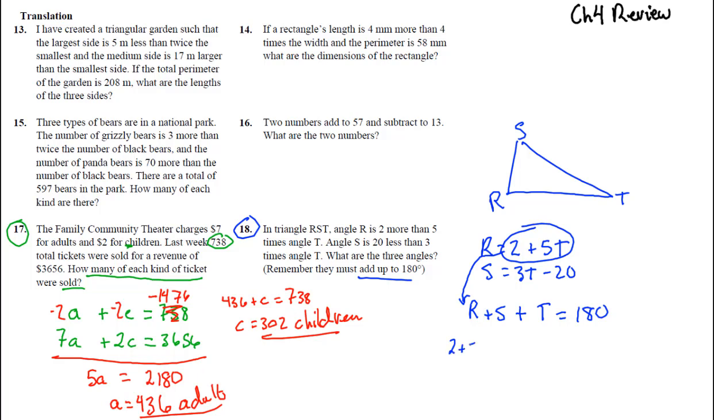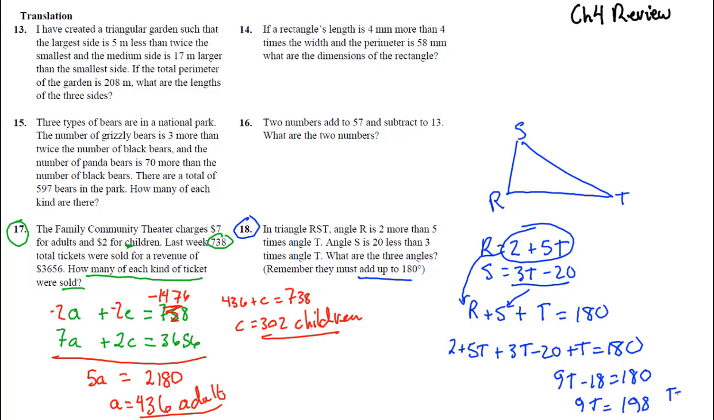So we have 2 plus 5T plus S, which is 3T minus 20, plus T has to add up to 180. So that guy went right in there for S. The top one went in for R. And then when we add them together, we have 5T plus 3T is 8, plus T, that's 9T there. 9T, and that's a negative 18 equals 180. Add 18 to both sides, you get 9T equals 198. So that means T equals 22. Okay, so 22 degrees for T.